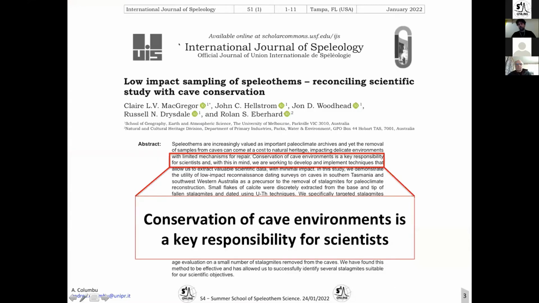When I was preparing this talk, I was really glad to find this paper from McGregor and my previous fellows in Melbourne. It was published very recently in the International Journal of Speleology. We're going to see this paper later on, but I was very glad to see that right in the abstract they say that conservation of cave environments is a key responsibility for scientists. And I really agree with this statement.